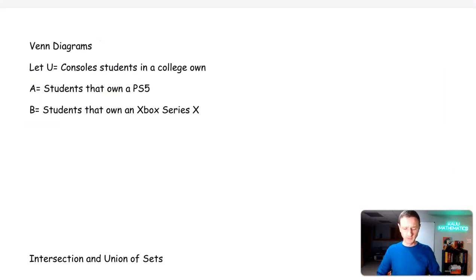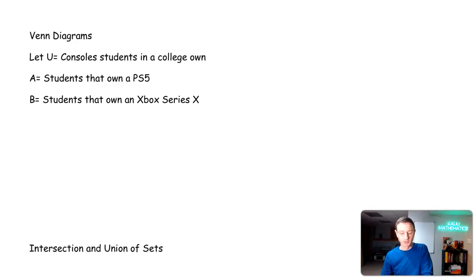Venn diagrams. Venn diagrams are really cool. Let U equal the students in a college that own consoles. Set A is students that own a PS5. Set B, students that own an Xbox Series X, which isn't many because they don't really sell well.